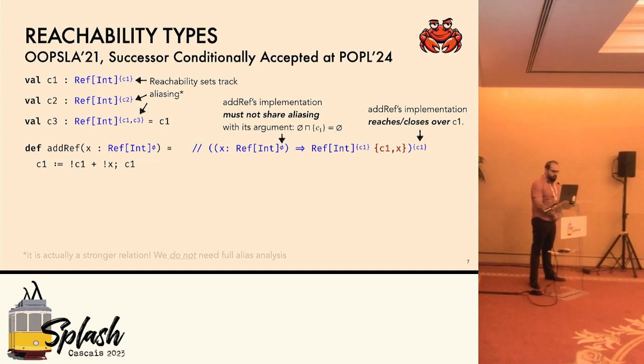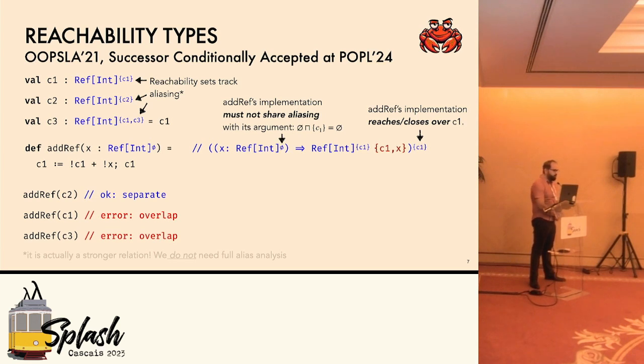We support separation and overlap control in the user annotations for the parameters. So if we have this empty set here, that means we have total separation for call sites. So for example, we can call this with C2 because it's not overlapping with what addref can see, which is C1. But if we pass C1 or any alias for it, then this is a type error. So dealing with separation and overlap is under the control of the user, and the user is expected to annotate those reachability annotations to parameters, and that's it.